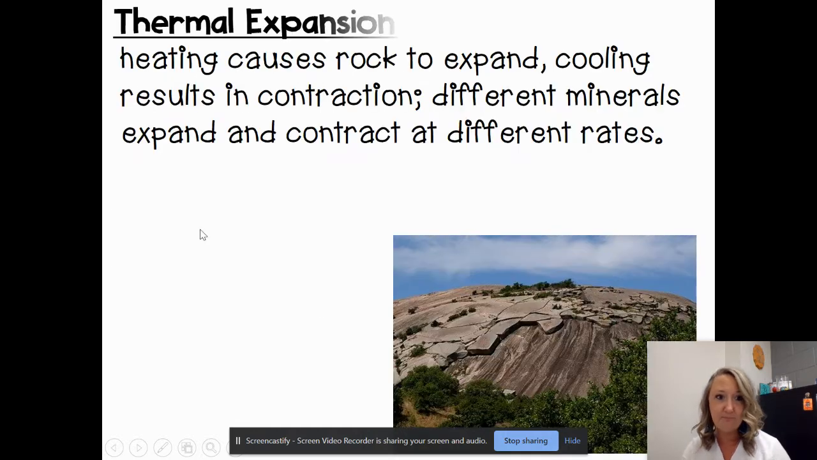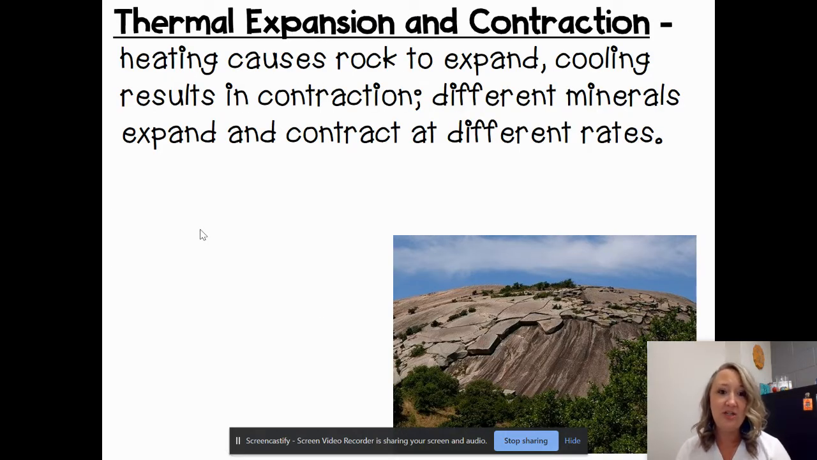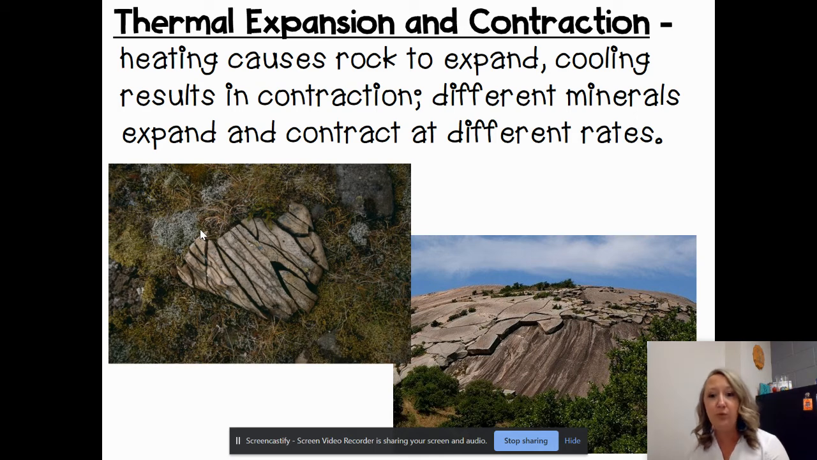Thermal expansion and contraction happens when rocks expand and cool at different rates, right? Different types of rock are going to expand and cool at different rates. And so if you look somewhere like Enchanted Rock, which is the picture on the right, you can see the cracks in that surface rock. And that happens because of that thermal expansion and contraction. And thermal expansion and contraction, you may have experienced if you ever took a hot plate out of the microwave and set it on your cold counter and the glass ruptures, right, or breaks or shatters.